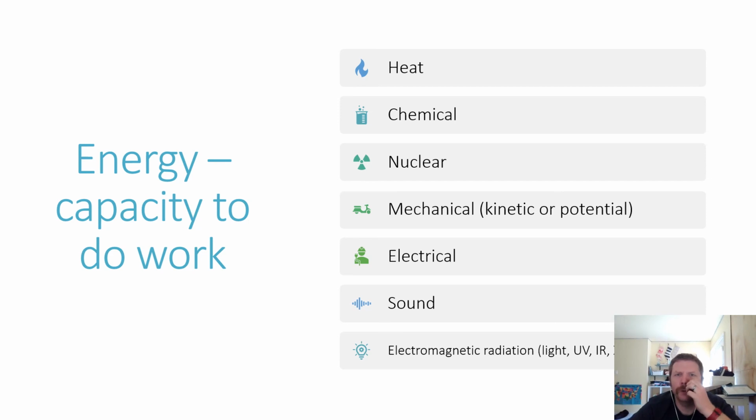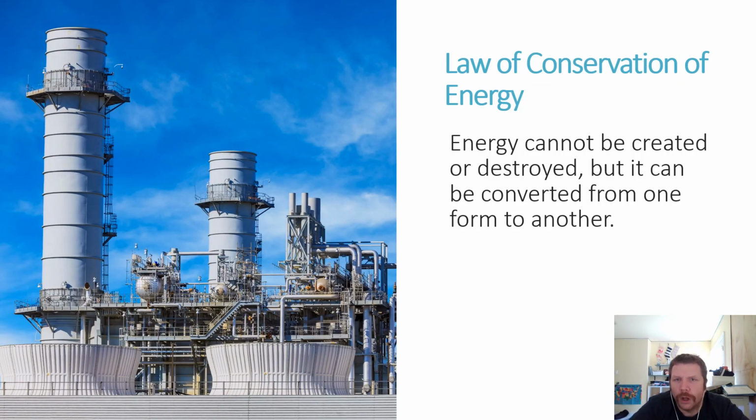Energy is the capacity to do work. Energy can also be displayed as heat, chemical energy, nuclear energy, mechanical or kinetic or potential energy, electrical energy, sound, or electromagnetic radiation. We'll cover all of these over the course of the semester, either in Gen Chem 1 or Gen Chem 2. The law of conservation of energy: energy cannot be created or destroyed, but it can be converted from one form to another. For instance, heat energy can be converted to kinetic energy. Heating something up can cause something else to move.